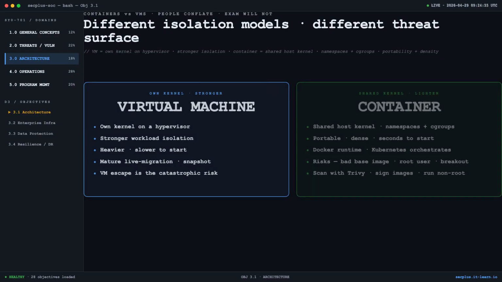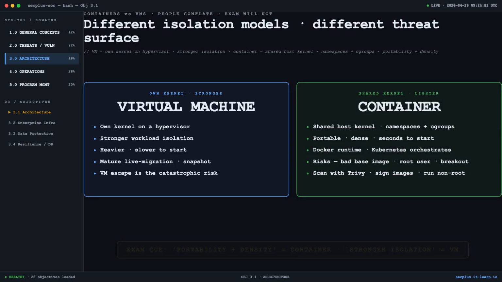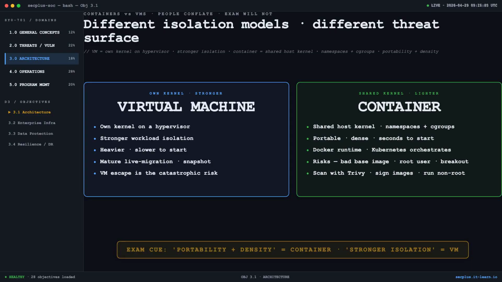The container security risks the exam wants are predictable. Vulnerable base images pulled from public registries. Scan with Trivy or Clair. Registry compromise. Restrict push access. Sign images. Prefer private registries. Containers running as root. Do not ever run as root; use pod security policies and run as non-root. And container breakout, where the attacker escapes the namespace and lands on the host. Patch the runtime. Patch the kernel. Isolate workloads.